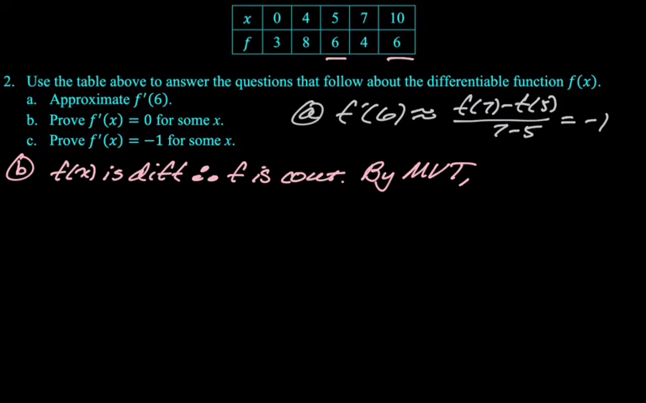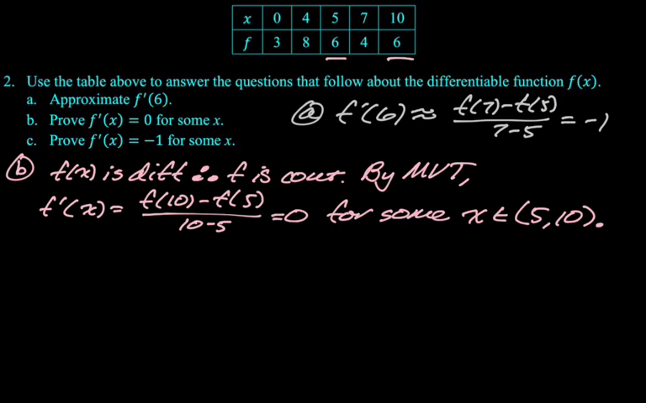So I'm going to say that f prime, I'm going to make you not watch that. f prime of x is equal to f of 10 minus f of 5 over 10 minus 5, which is 0 for some x between 5 and 10, and we did it. That's all we had to prove.